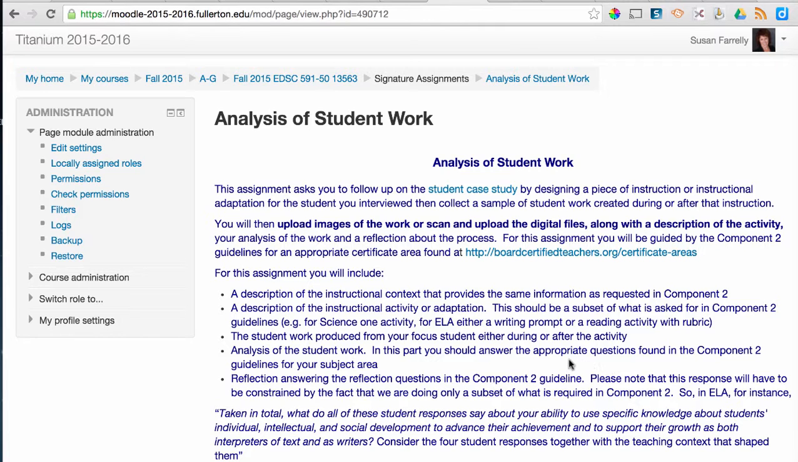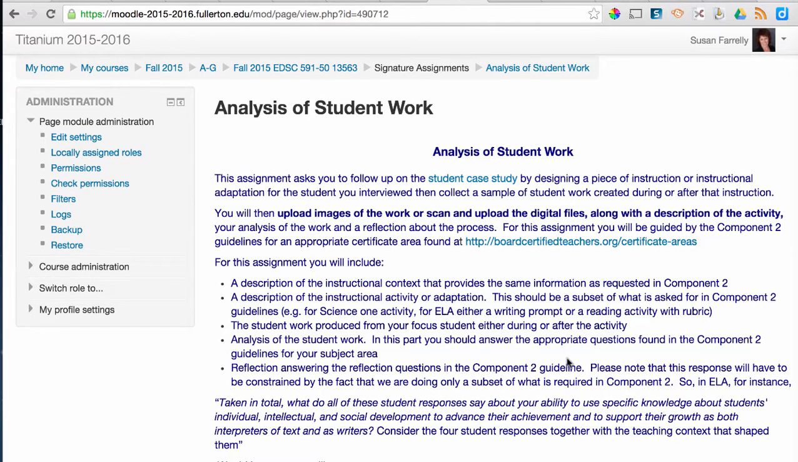In the assignment, you will need a description of the instructional context, a description of the activity, the student work actually produced with your comments on it, and then scanned in as part of your assignment, the analysis of the student work, and a reflection. And in this reflection, you answer the questions or a subset of the questions that you find in the Component 2 guideline.